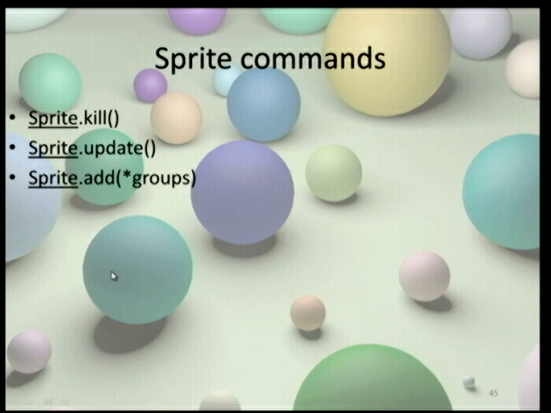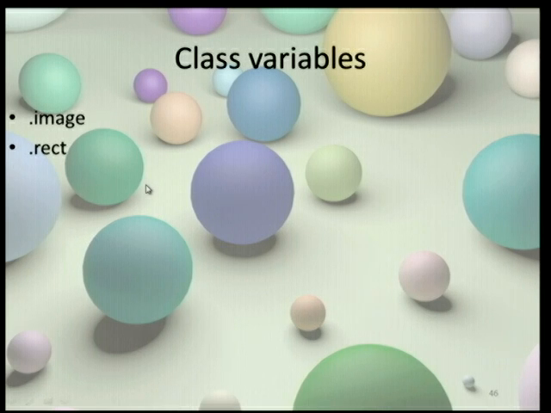And so you can call different commands on sprites. Sprite.kill is useful if you're creating a lot of sprites, so when they're out of the screen, say, you can just destroy it and it won't lag out your game. Sprite.update will call the update function on your sprite, and sprite.add will add the sprite to a sprite group. So it's got the image and the rect, which you can do stuff with.